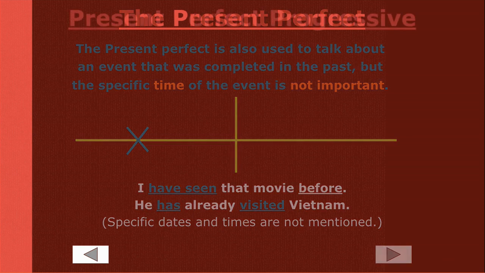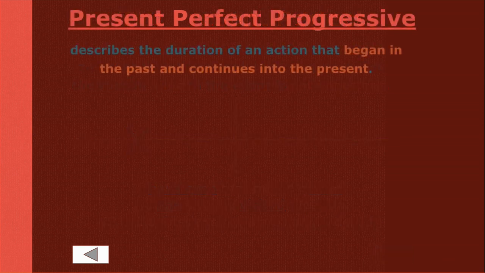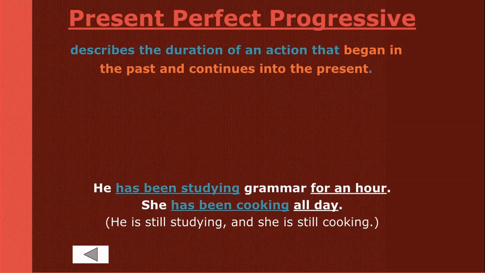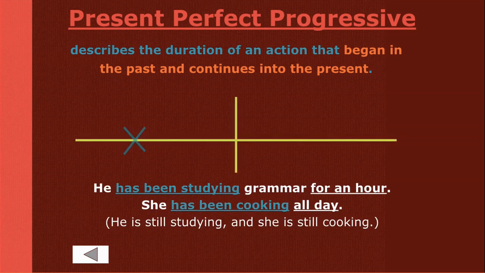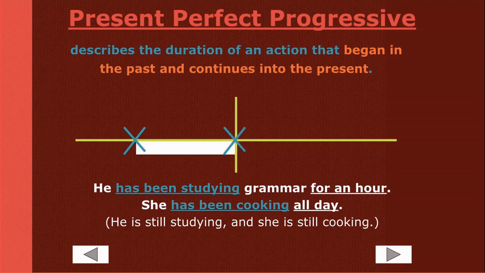Present perfect progressive. This tense is used to describe the duration of an action that began in the past and continues into the present. He has been studying grammar for an hour. She has been cooking all day. He is still studying and she is still cooking.